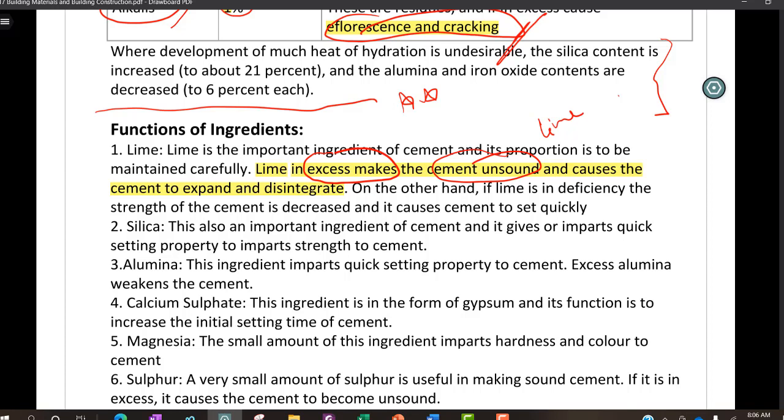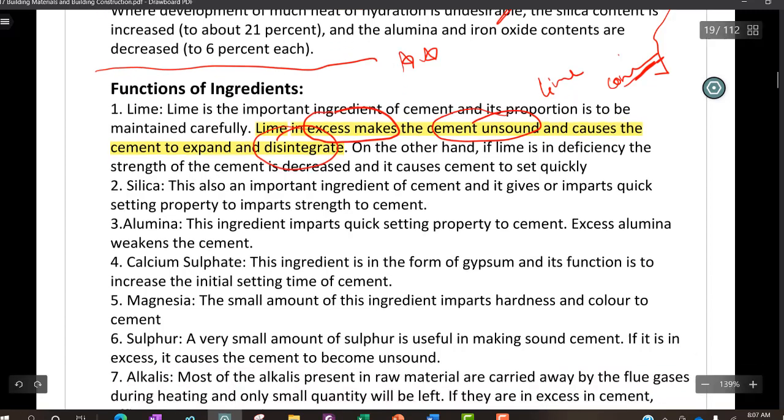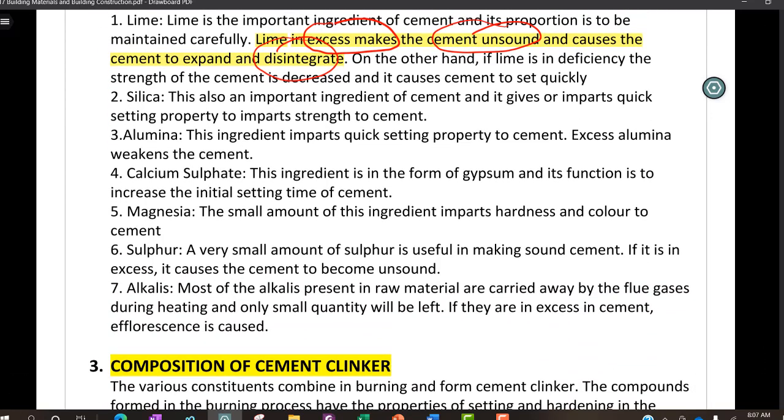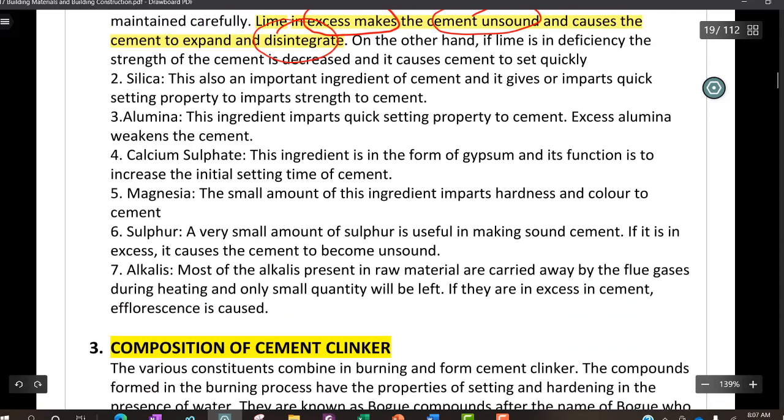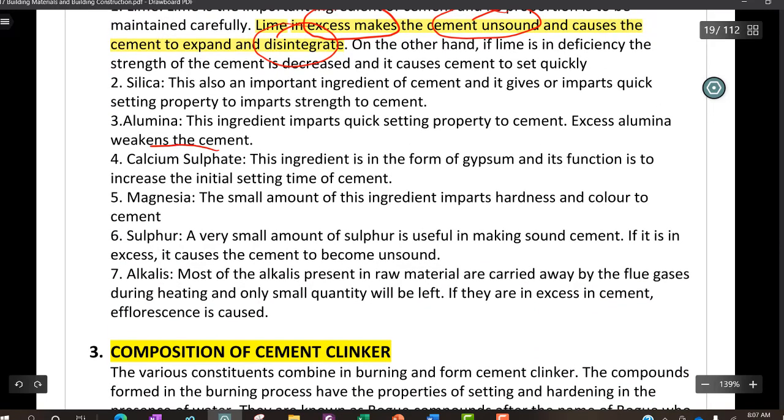So what will happen when the cement expands? The concrete whatever you are making, what will happen to it? It will disintegrate, अलग हो जाएगा. Common sense की बात है. I hope you are getting it right. So lime is good, but if you are increasing the composition, then obviously it is bad and your cement will expand and disintegrate. Okay, I hope it is very clear. याद रखोगे.